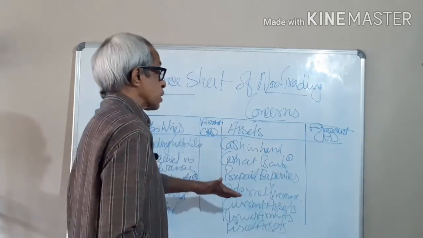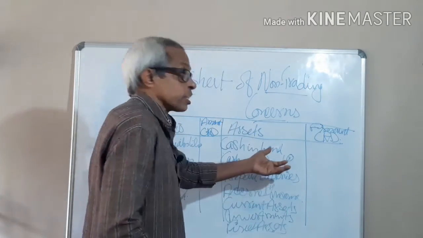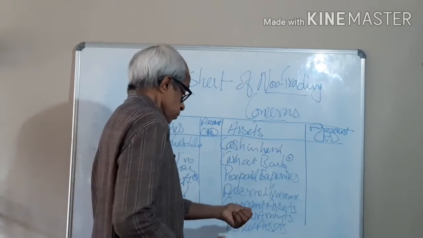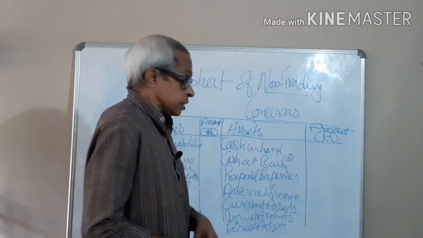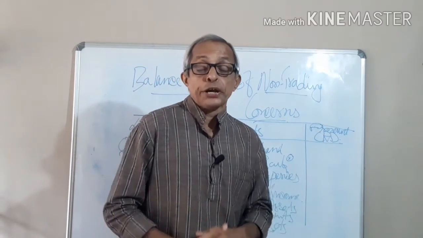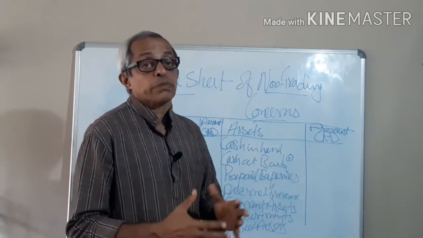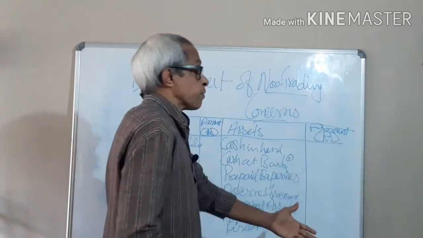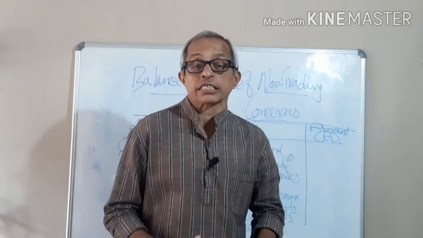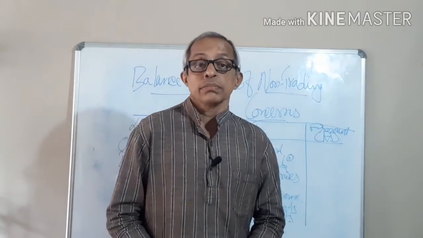And that is how the balance sheet of a non-trading concern is prepared, and there may be some adjustments with regard to current assets, with regard to fixed assets, that is depreciation, etc. Those adjustments should also be done. Then we may total the two sides of the balance sheet, that is the liability side and the asset side of the balance sheet. The two columns should be one and the same. Thank you.